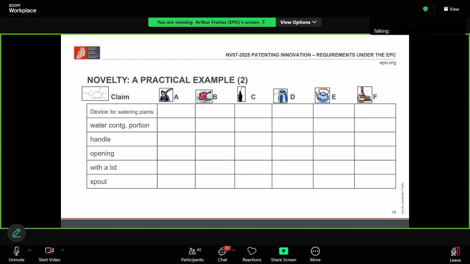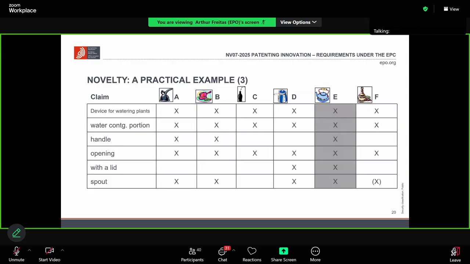E looks promising. A kettle. Can I use a kettle for watering plants? And the answer is yes, as long as I put water in, I can use it to water my plants. Does it have a water containing portion? Yes. A handle? Yes. An opening with a lid? Yes, it does. And a spout as well. So E is novelty destroying, right? One document having all features of the claim. That's what we're looking for. And that's what we found here. So I can safely say that the claim 1 does not comply with Article 54.